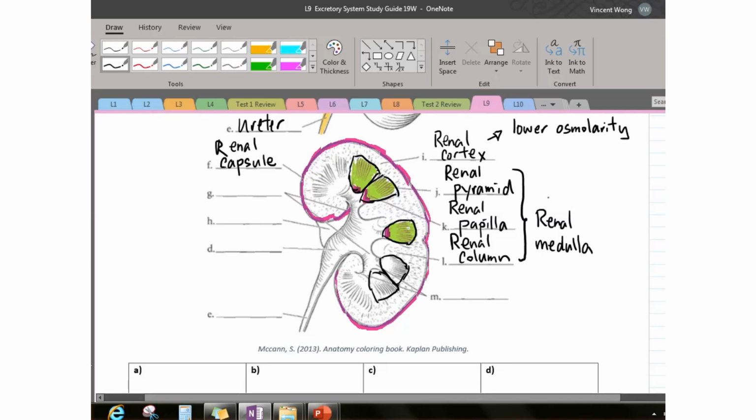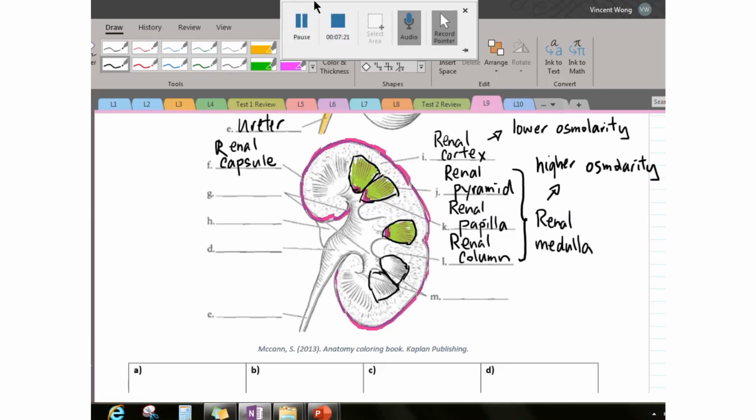And you know, again, right, for the purpose of the functioning, the inside of the kidney is going to have higher osmolarity. Okay, so it's important to remember that.